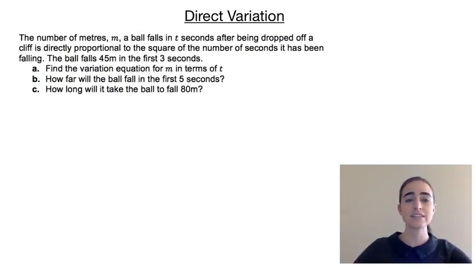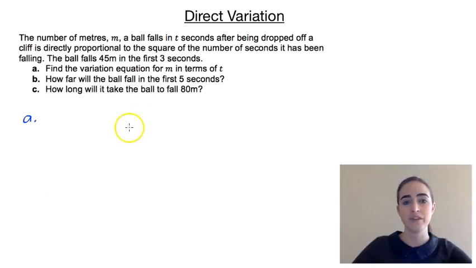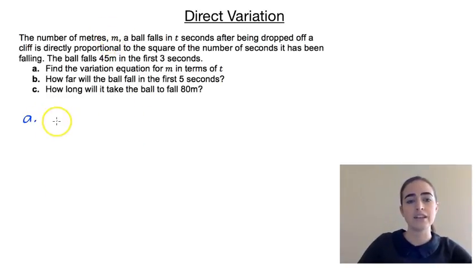So our first example says the number of meters a ball falls after being dropped off a cliff is directly proportional to the square of the number of seconds it's been falling. We're also given a piece of information that says the ball falls 45 meters in the first 3 seconds. Part A asks us to find the variation equation for m in terms of t. So m is the number of meters, and we know that the number of meters varies directly with the square of the number of seconds it's been falling for. So we're going to have m equals kt squared.